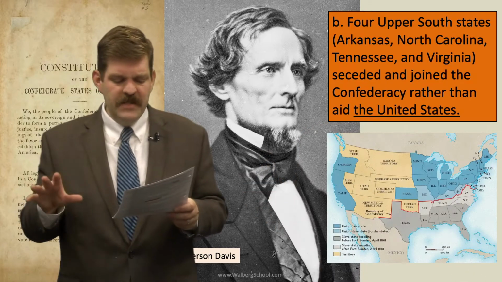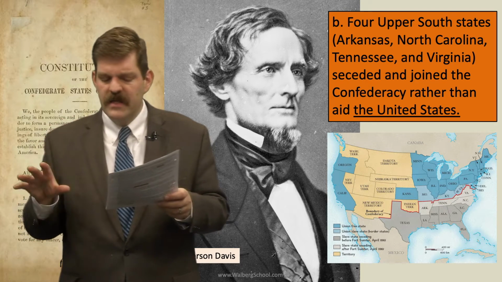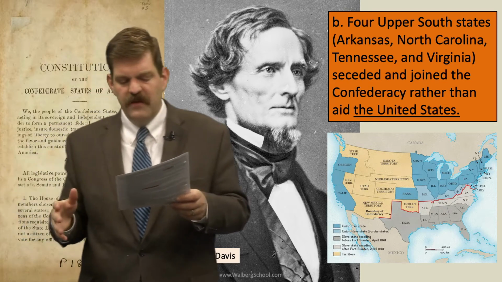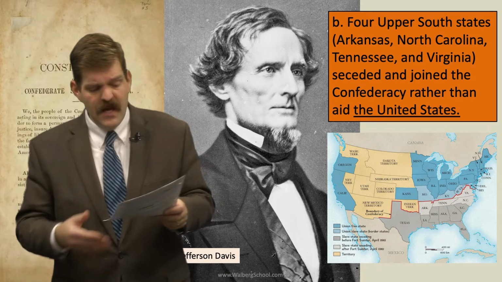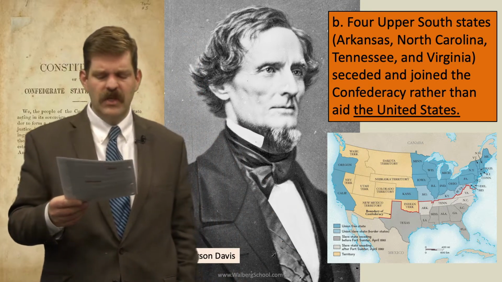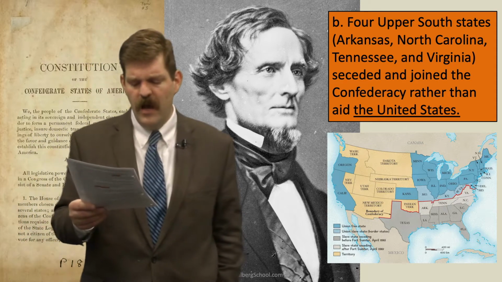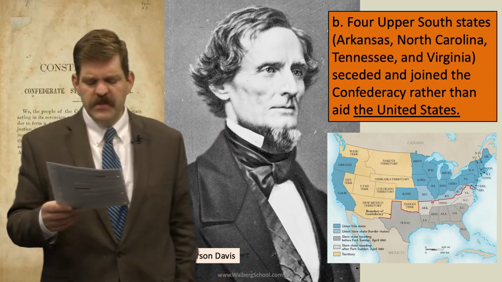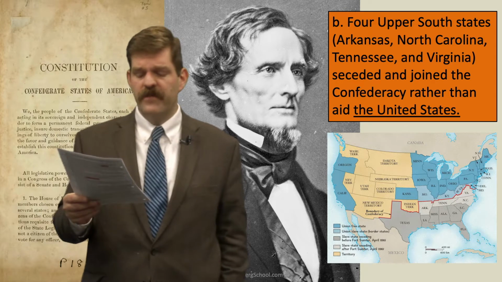4 states in the upper South, Arkansas, North Carolina, Tennessee, and Virginia, also seceded and joined the Confederacy rather than aid the United States. Lincoln reacted quickly to this and ordered General George McClellan to secure railroad lines between Washington and the Ohio River in western Virginia. Farmers opposed secession, but now had the opportunity to vote for the new breakaway territory.